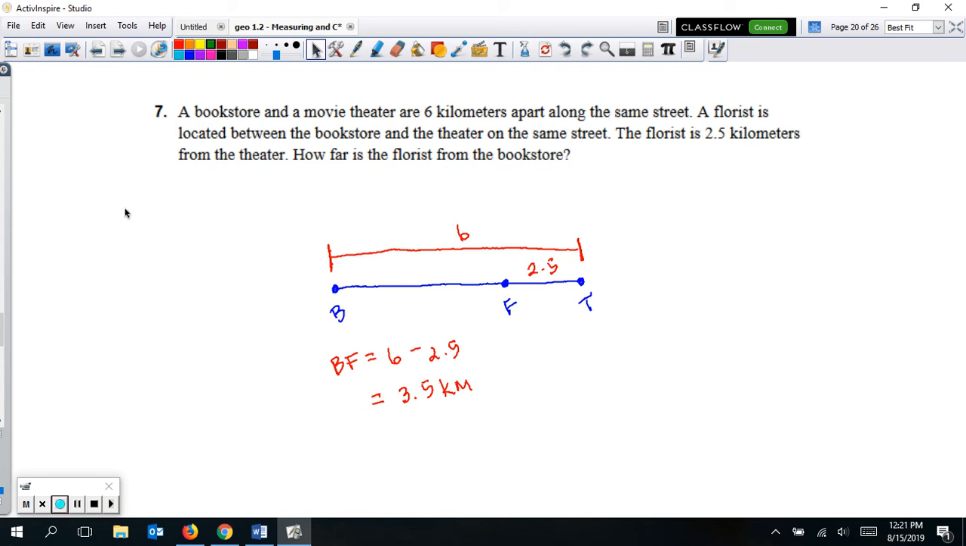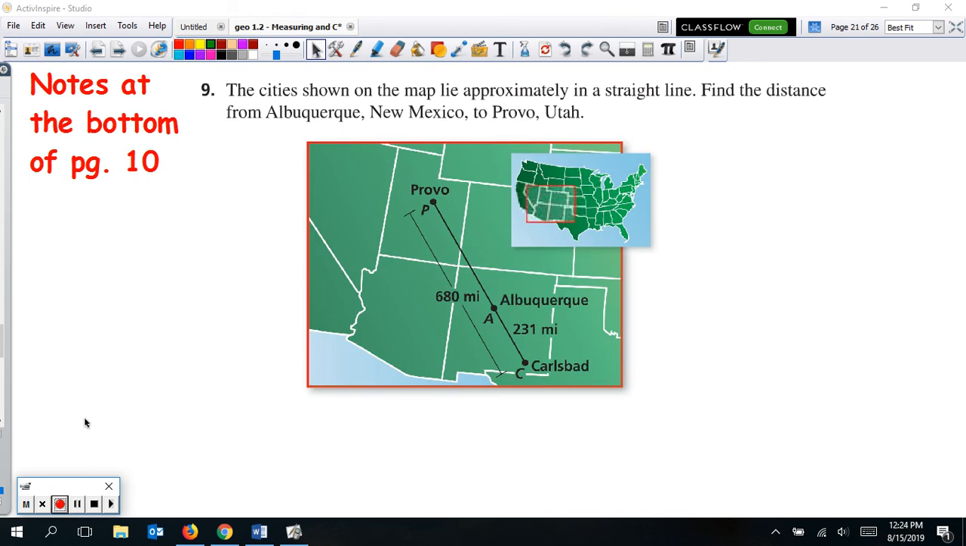All right, so one last problem here. We're going to go to page 10. Just go back one page here. Okay, so this one is the notes at the bottom of page 10, the very bottom, underneath that segment addition postulate. Go ahead and just draw this one out.